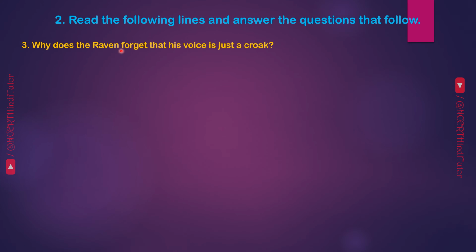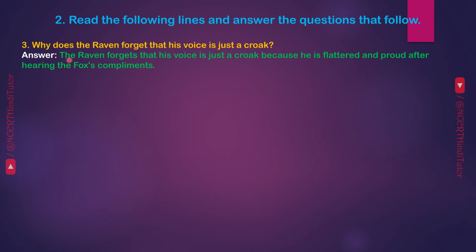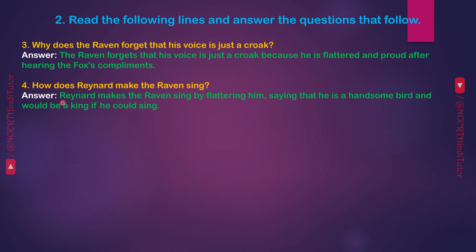Third, why does the raven forget that his voice is just a croak? Answer, the raven forgets that his voice is just a croak because he is flattered and proud after hearing the fox's compliments. Fourth, how does Renard make the raven sing? Answer, Renard makes the raven sing by flattering him, saying that he is a handsome bird and would be a king if he could sing.